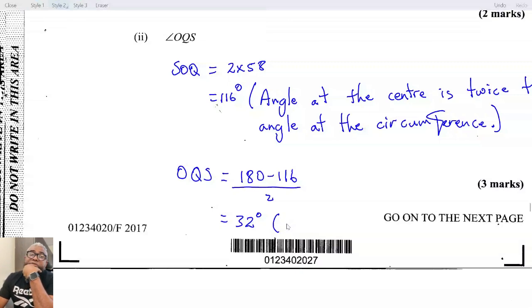Right, 32. What's the reason we use that? Base angles in an isosceles triangle.